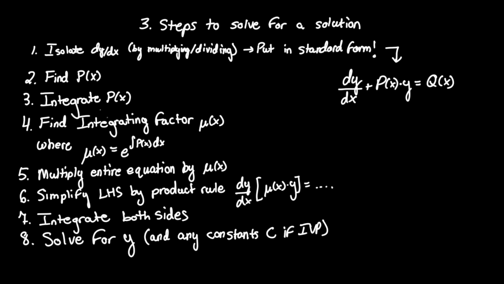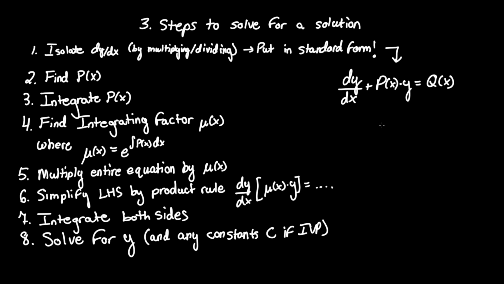Step 1 is where we first isolate dy/dx by multiplying or dividing, in which we put it into standard form, as you can see here by the arrow: dy/dx plus p of x times y equals q of x. So all we have to do is, let's say for example there's a 7 in front, you divide this entire equation by 7, and by doing that you manage to isolate dy/dx. That is the most important rule. You don't really care what happens to p of x or q of x, as long as you have dy/dx by itself.